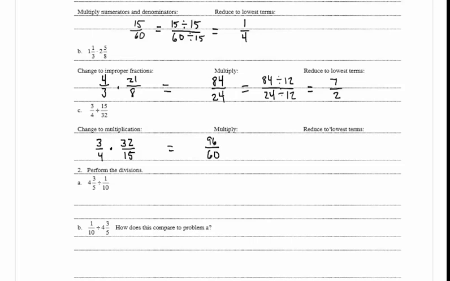And now they want us to reduce to lowest terms. And 96 and 60 are both divisible by 12. So we have 96 divided by 12 over 60 divided by 12. And that's equal to 96 divided by 12 is equal to 8. And 60 divided by 12 is equal to 5.